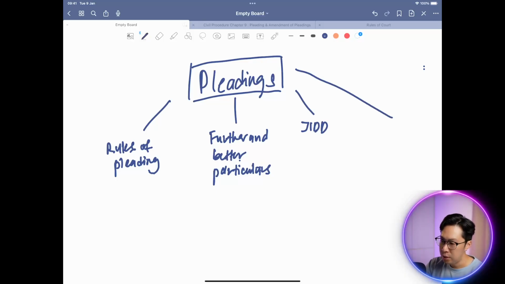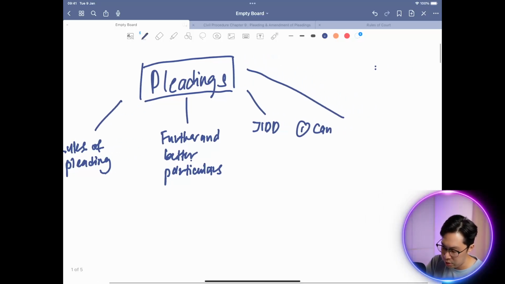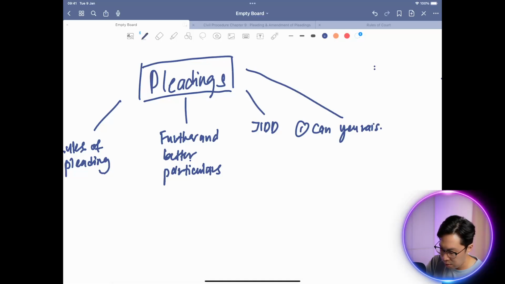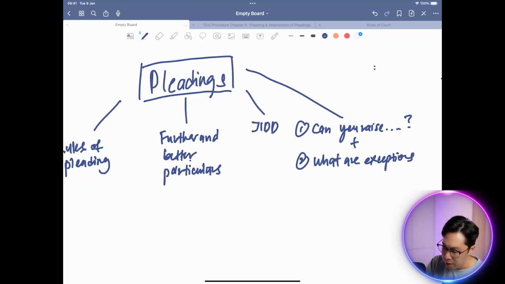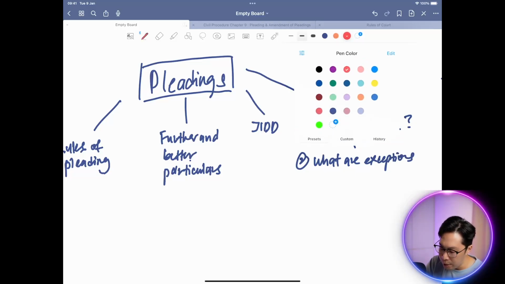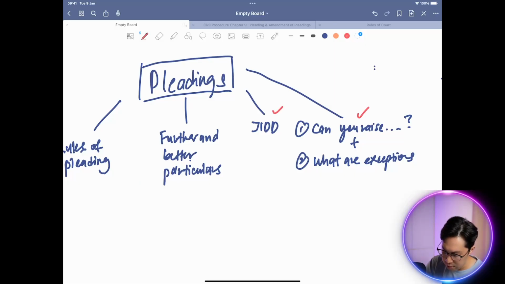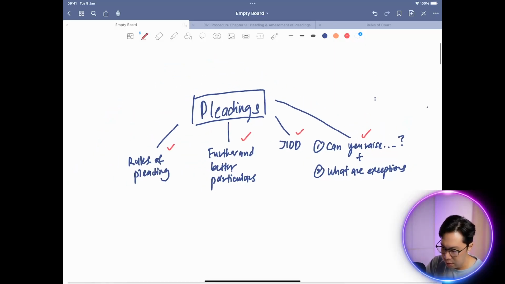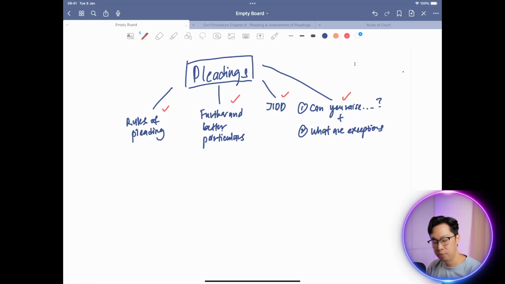all right, these are the ones on, can you raise an issue in the trial if it's not pleaded? Can you raise? So here you have a list of cases. Together, you add on and then one. What are the exceptions? So these are the ones that are commonly tested. So understand? Like that. Okay?